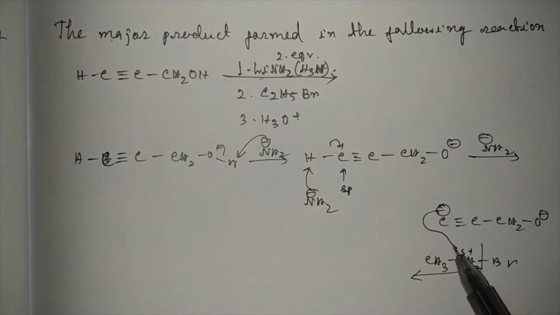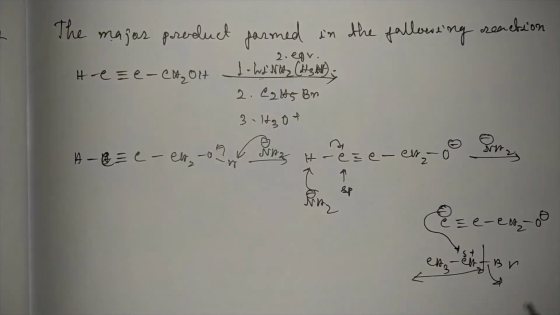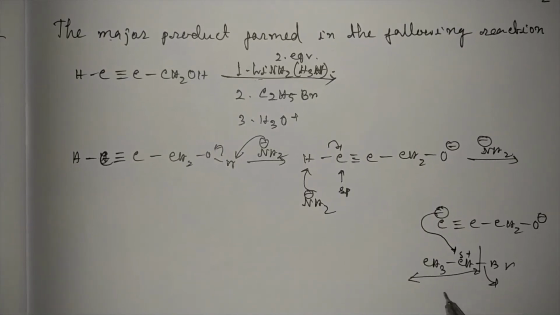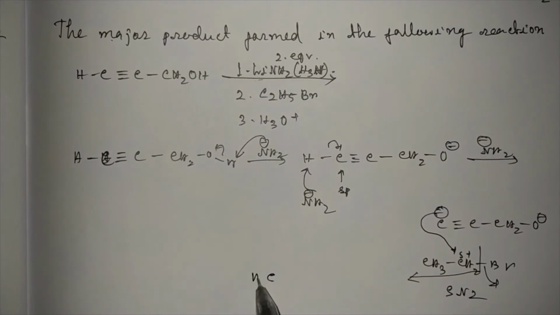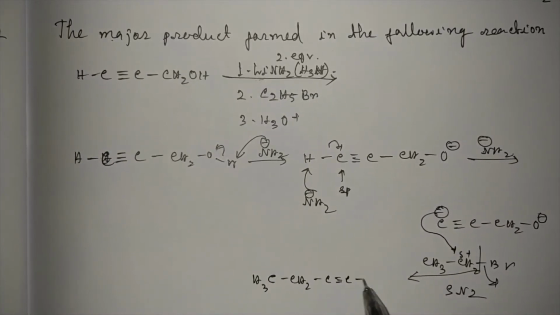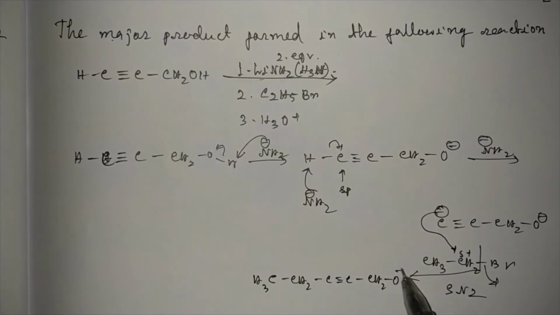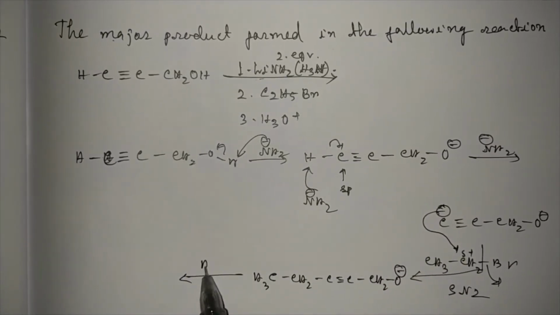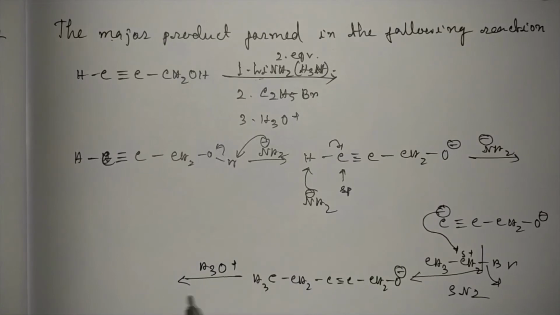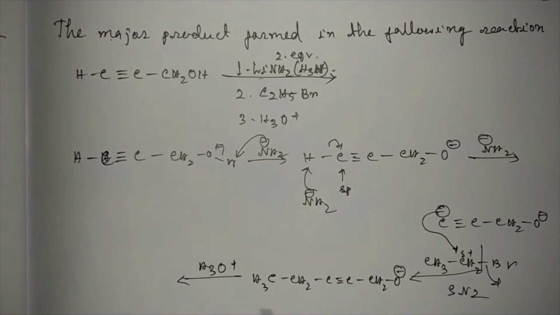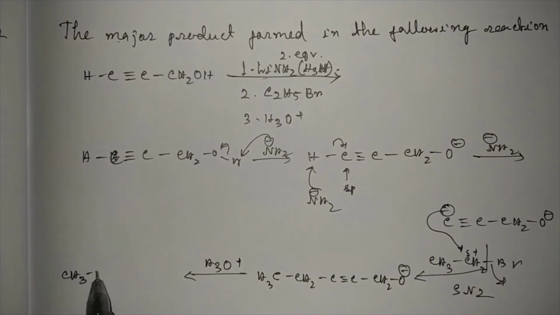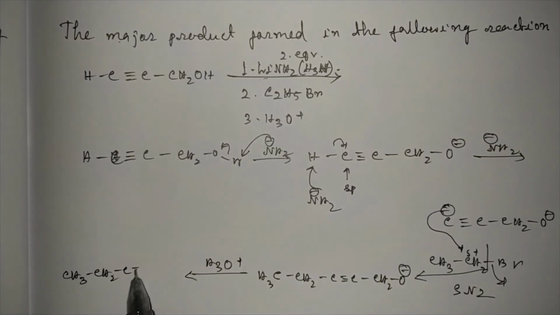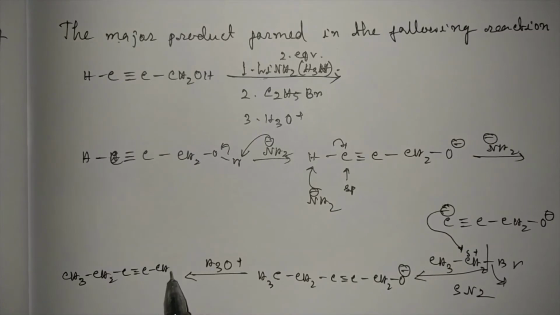So this will attack this carbon, and an SN2 reaction will take place. So the product will be CH3CH2C triple bond C CH2O minus. Now if it is treated with H3O plus, that is work up under acidic condition, then it will be converted to the OH group. So our product will be this.